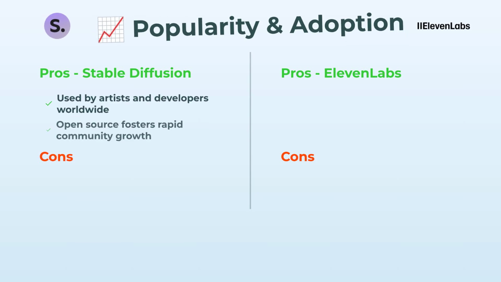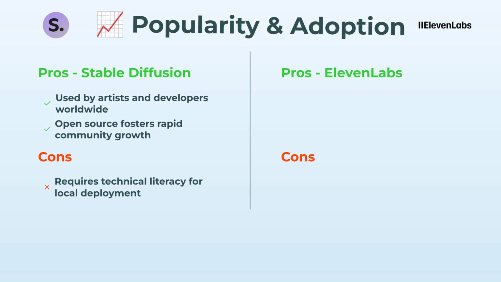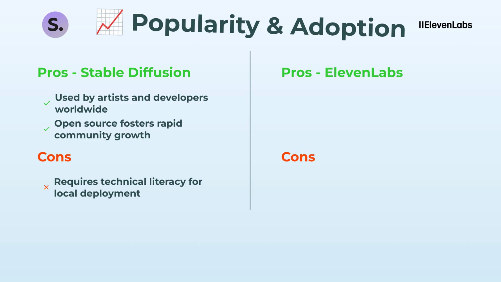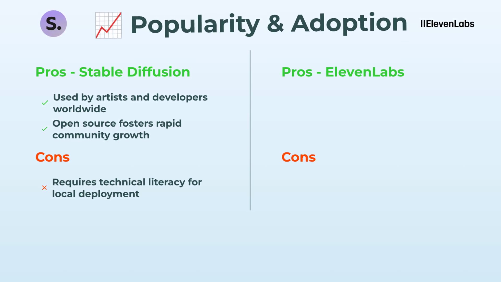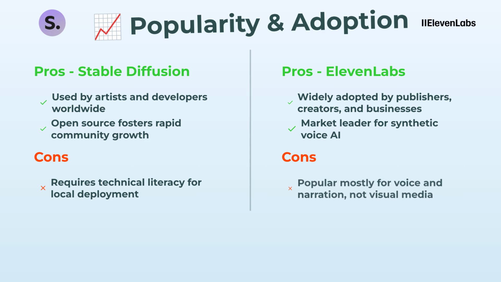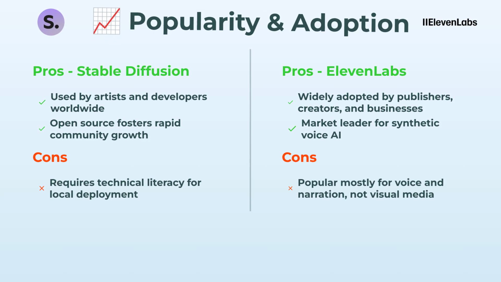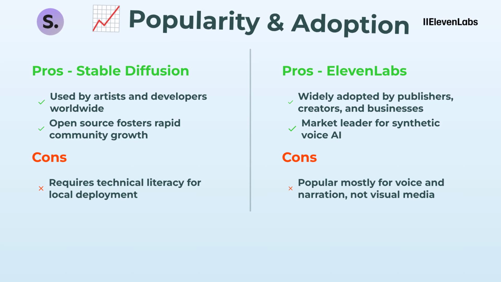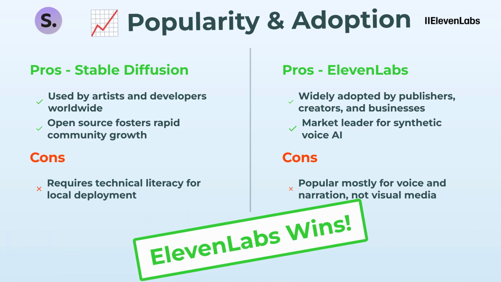Popularity and adoption. Always a hot topic. Stable Diffusion has a pretty large community around it. Tons of artists, hobbyists, developers, especially because it's open source, so you get that snowball effect. But honestly, local deployment can be a bit of a learning curve. ElevenLabs, meanwhile, is everywhere in the audio world. Publishers, podcasters, major creators and businesses, these folks are using ElevenLabs for narration, voiceover, all sorts. They kind of run the show when it comes to synthetic voices. So overall, ElevenLabs takes the crown for popularity.